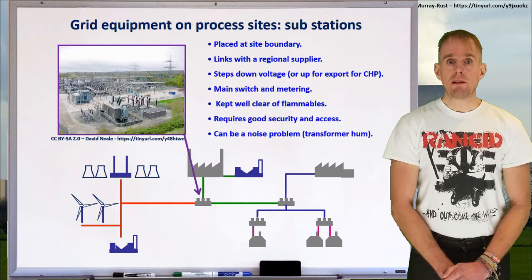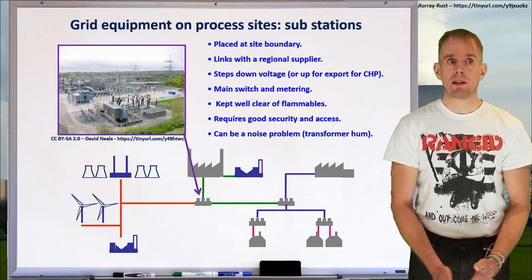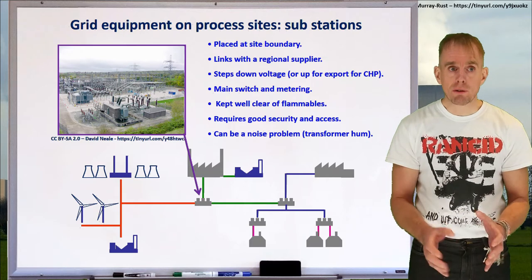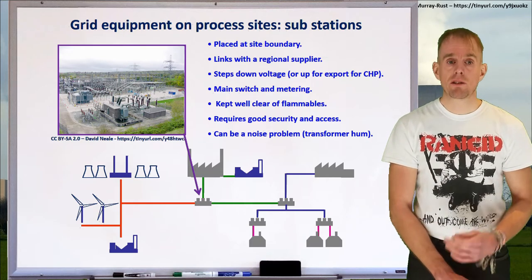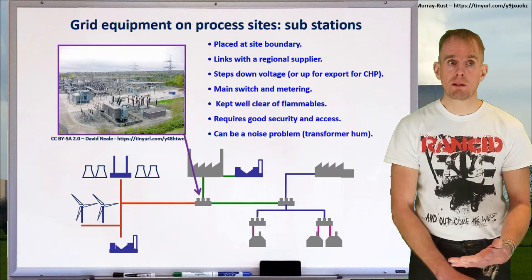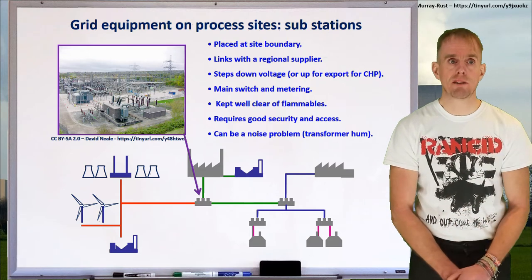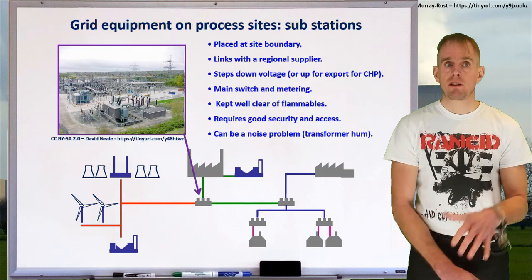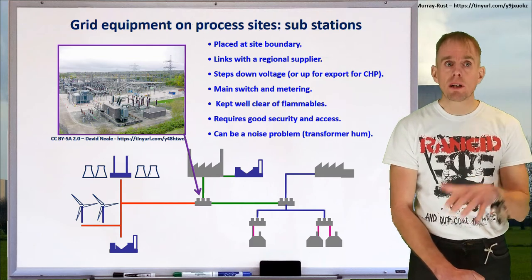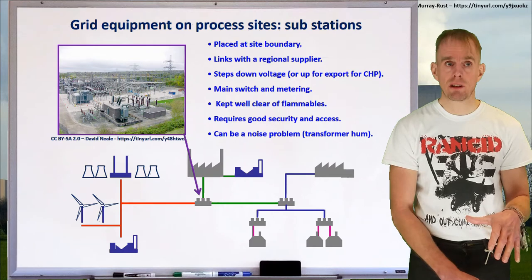What you're also going to see on process sites are substations. Now, these are areas of grid where you get step down in voltage or step up in voltage, and also where you get switchgear as well. And we'll talk about switchgear in a minute. So these are typically placed at the site boundary, and this is where your connection with your regional supplier exists.